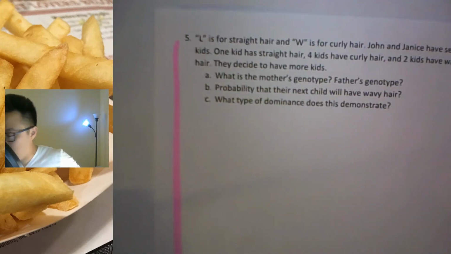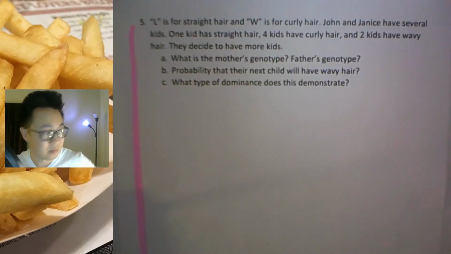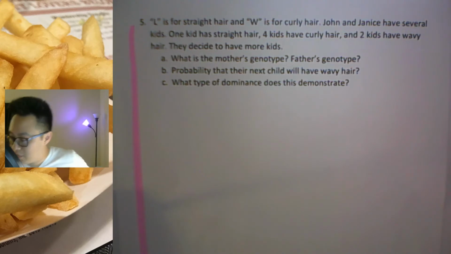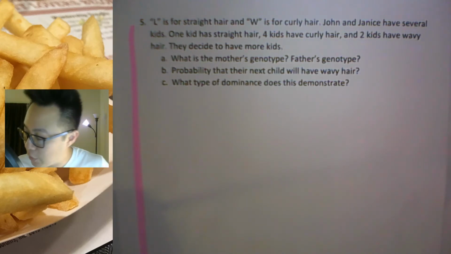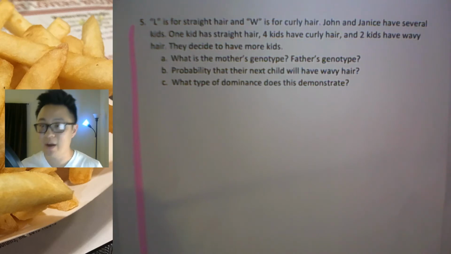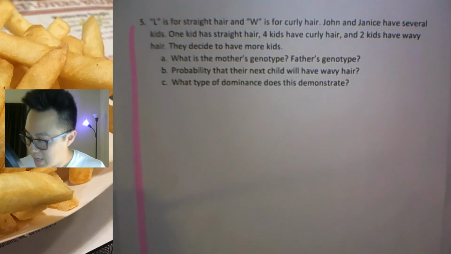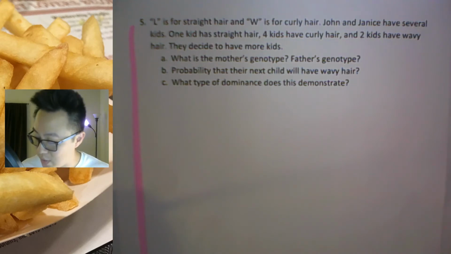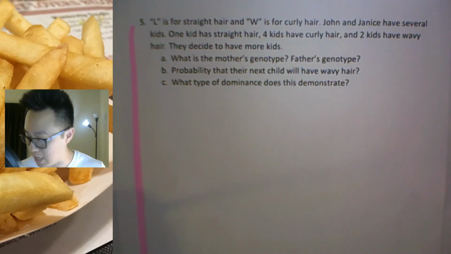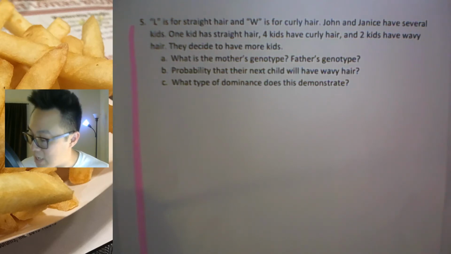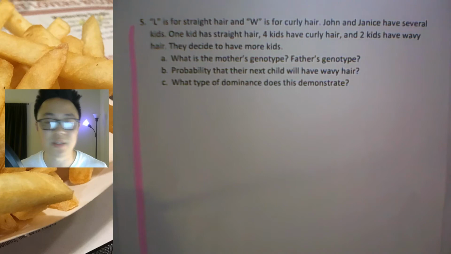Moving on to the 5th problem here. Big L is for straight hair and big W is for curly hair. And John and Janice have several kids. One of them has straight hair, 4 of them have curly hair, and 2 kids have wavy hair. They decide to have more kids. So what is the mother's genotype and father's genotype? What's the probability that their next kid will have wavy hair, and what type of dominance does this demonstrate?